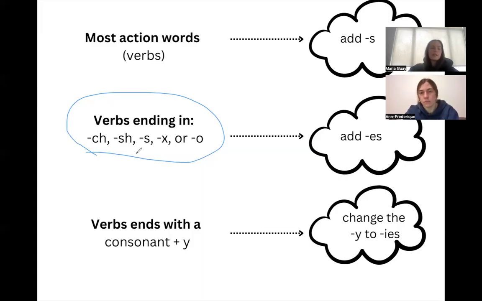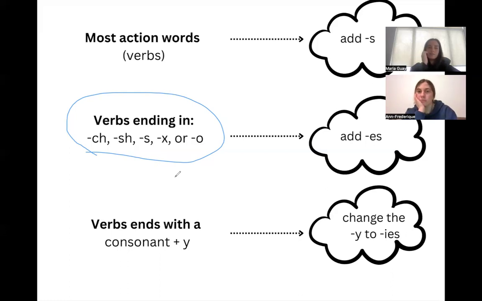All right, so for example, he catches. As you see, I added an E and an S at the end, okay? So I don't remove any letters from the verb. I only add the letters E and S. Perfect. So now we are going to see the verbs that end with a consonant and a Y, okay?